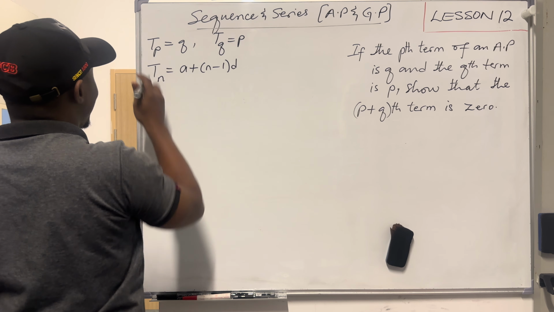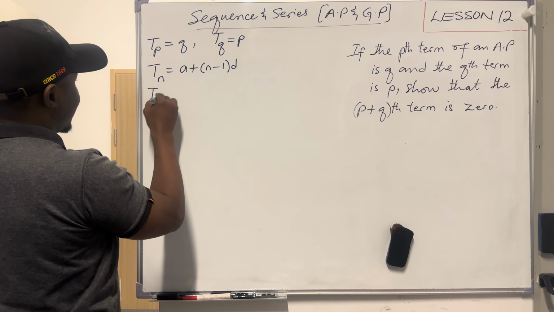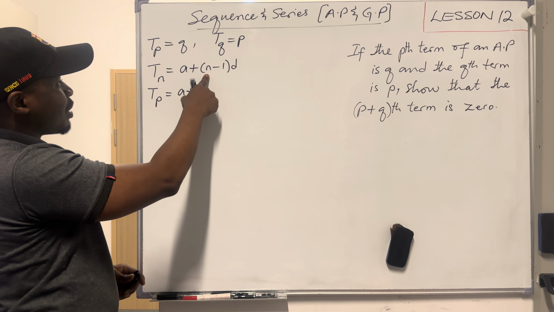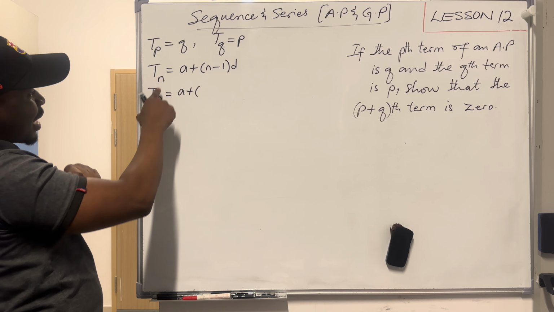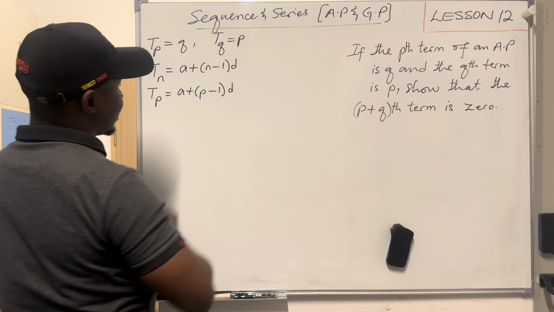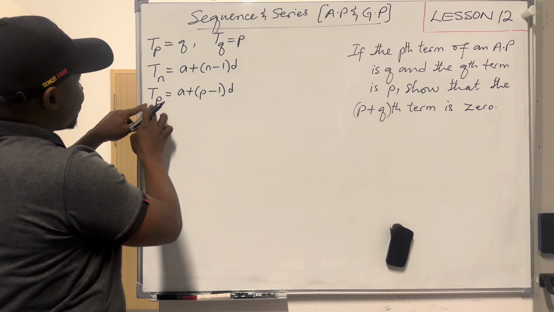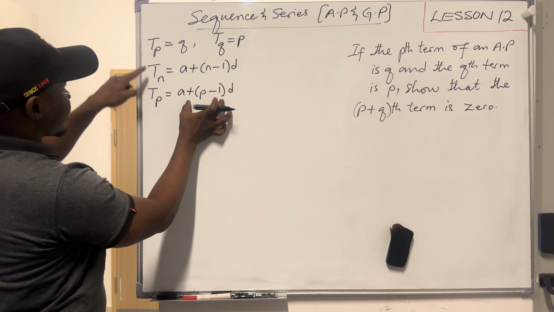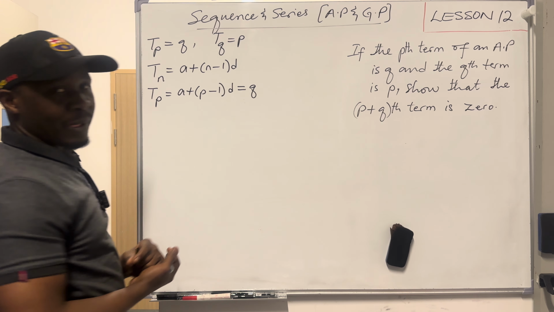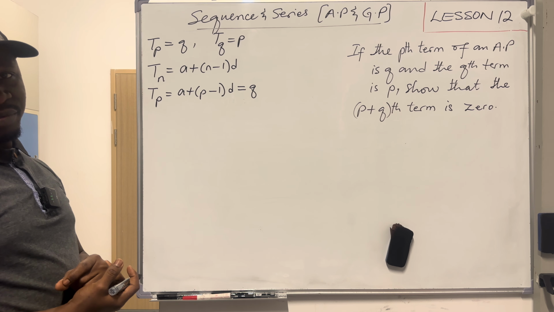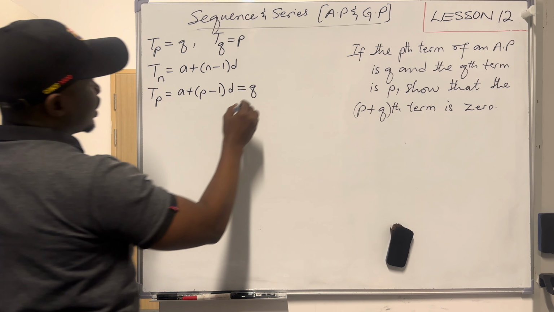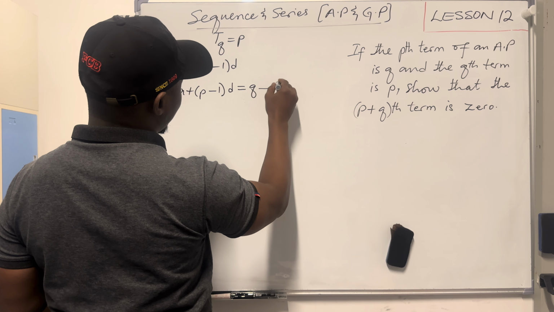So now let's go for the pth term. The pth term is a plus, we no longer use n. It was n because of the nth term. Now it is the pth term, so (p minus 1) d. And this pth term is given as Q, so we say equal to Q. I hope it is clear. This is our equation 1.